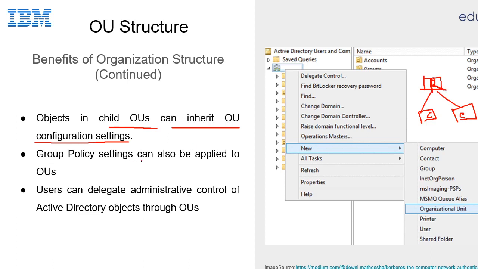Group policy settings can also be applied to organization units. Whatever group policy settings are created for a domain can be applied to the child organization units automatically. Users can also delegate administrative control of Active Directory objects through organization units, so users can get administrative controls with the help of these Active Directory objects.